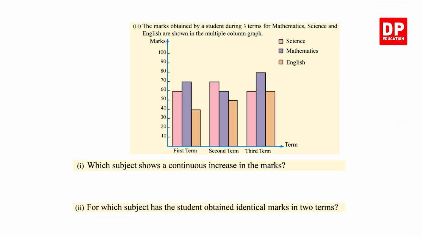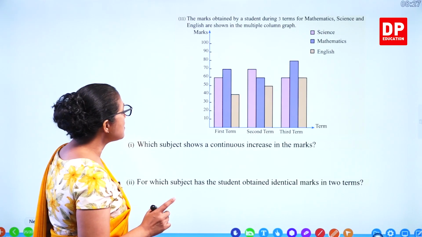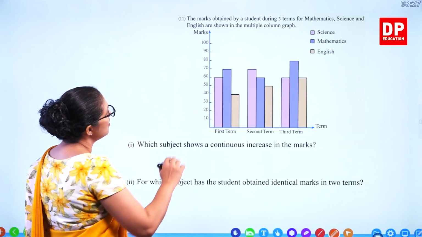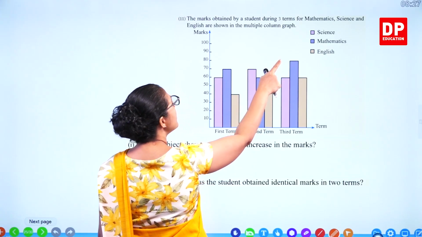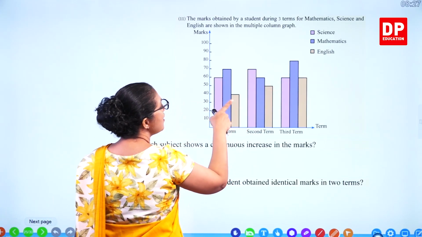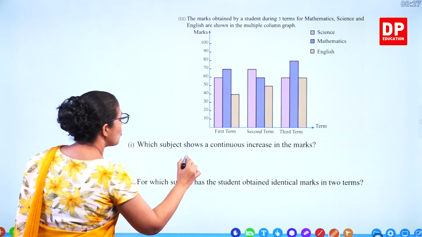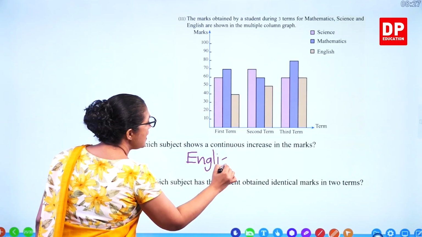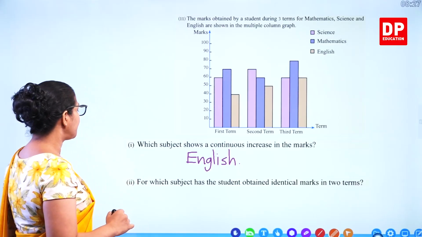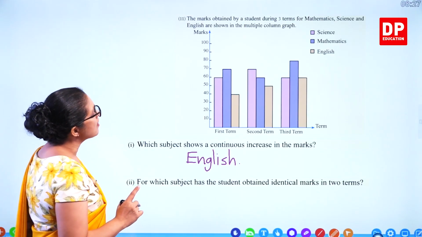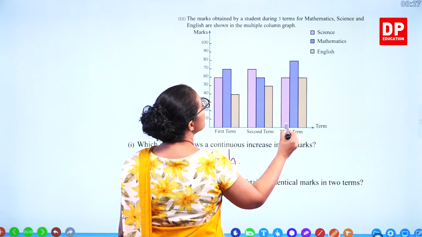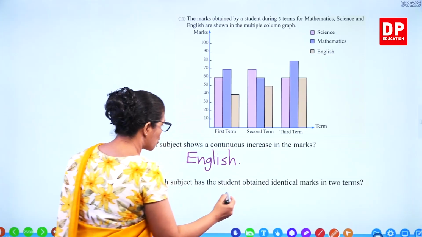Look at question number 11. The marks obtained by a student during 3 terms for mathematics, science and English are shown in the multiple column graph. Which subject shows a continuous increase in the marks? Here, look at the pink one, it goes down here. Purple one goes down and again up. Here, look at the other one, it goes up. So that's English. So that's the subject continuously increasing. For which subject has the student obtained identical marks in 2 terms? Same marks. So can you see here? This is pink, means science and English.